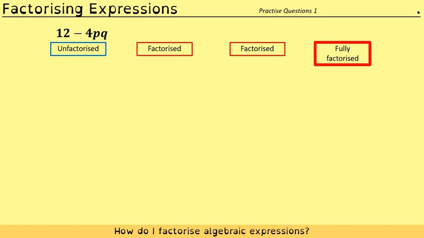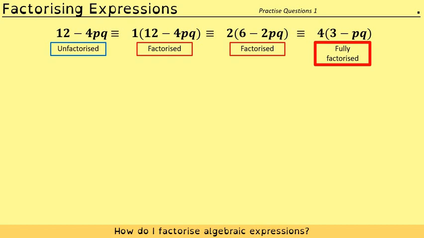Okay, so you should have for the first factorised expression 1 bracket 12 take away 4pq. For the next factorised expression, we can take a 2 outside the bracket to have 2 bracket 6 take away 2pq. But the fully factorised expression is when we take out the largest possible number, 4, and have 4 bracket 3 minus pq. So give yourselves ticks if you got that, and if you didn't, just write it in a different colour pen.